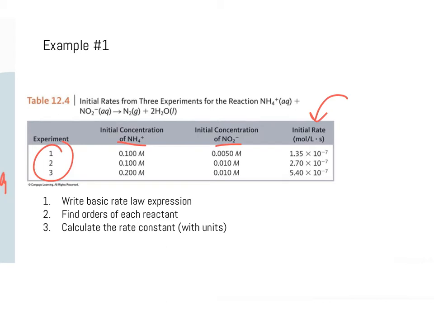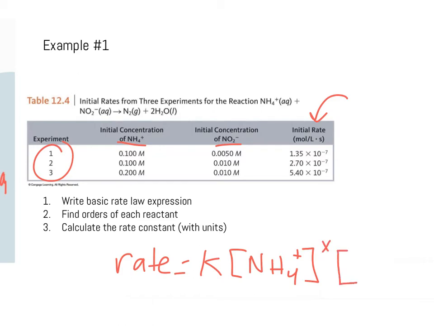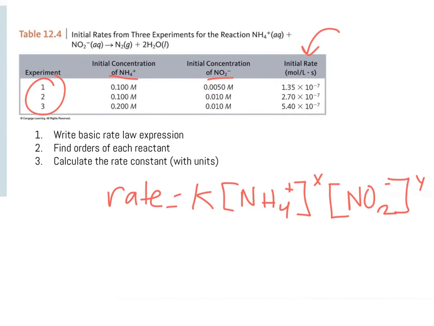So basic rate law expression, here we go. Rate equals, we put a rate constant K, we don't know what it is yet. We put brackets and then we put the first reactant, close brackets, to some power, we don't know that yet. Second one, NO2 minus. Beautiful, we did number one. That's a basic rate law expression. So in a basic rate law expression, all you're gonna do is plug in the reactants into the rate law and leave the K, leave the X, leave the Y. We'll find those out in the next part.